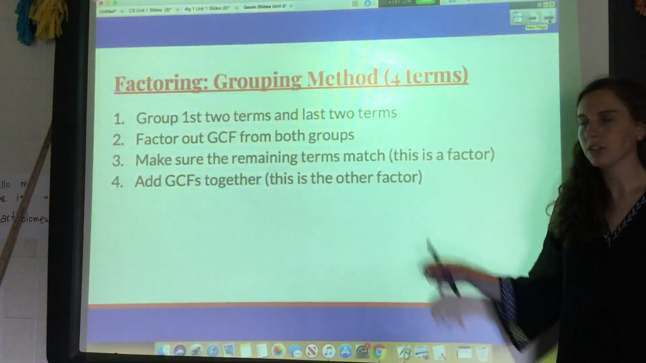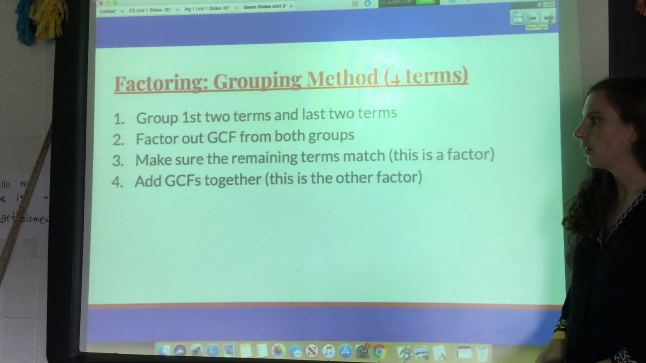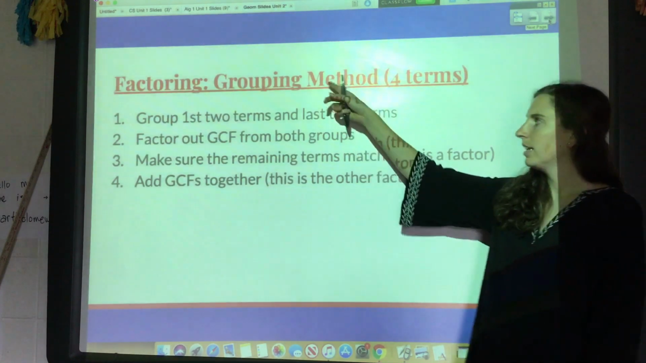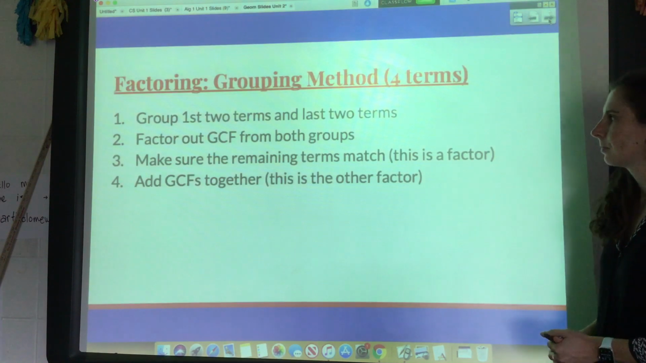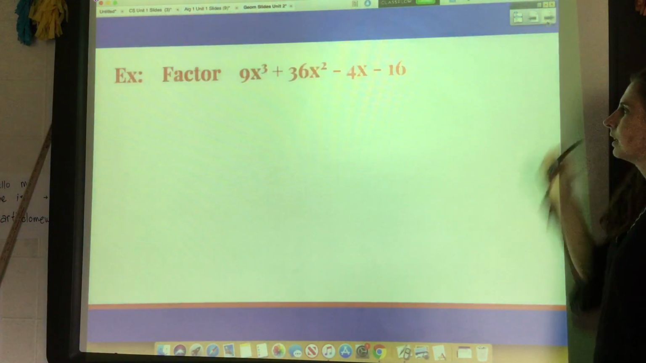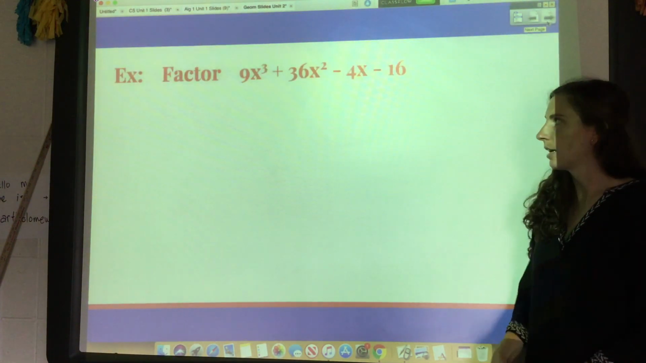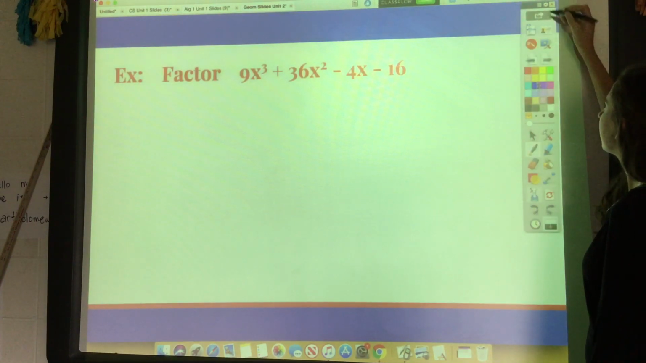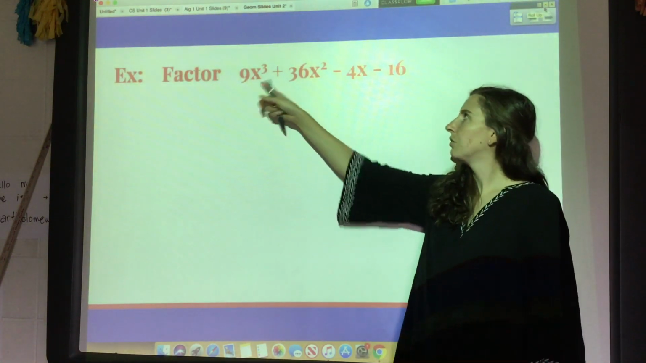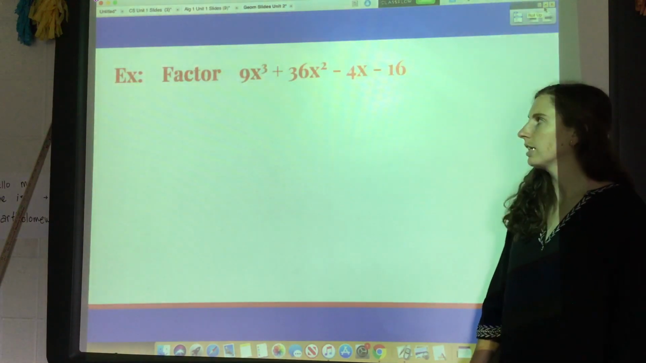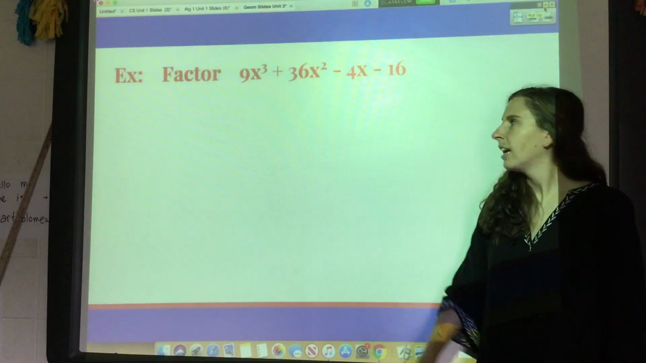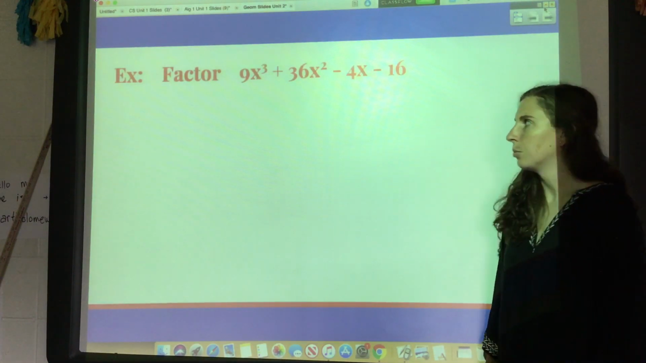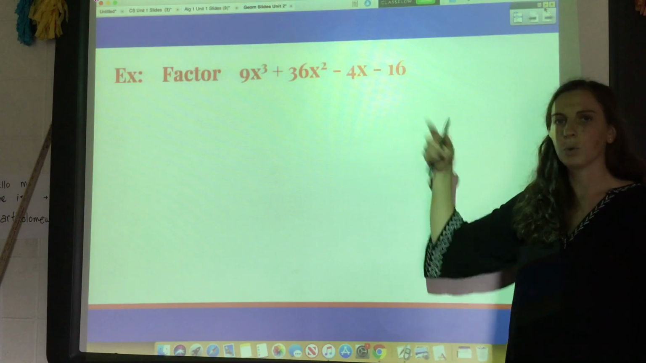So here's kind of the general steps that you can follow if you want to write those down in your notes. We call this the grouping method, and it works for 4-term polynomials. So let's go through a few examples. See how this has 4 terms? So first I'll look and see if there's a GCF. Could I divide all the terms by the same thing? And I can't here, so we'll just jump right into 4-term stuff.